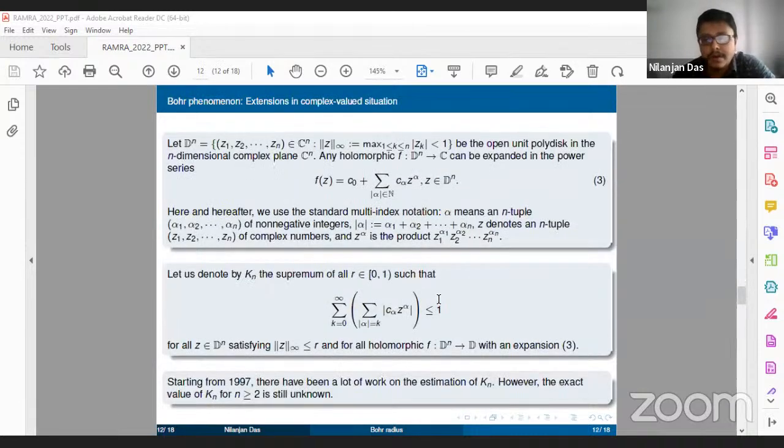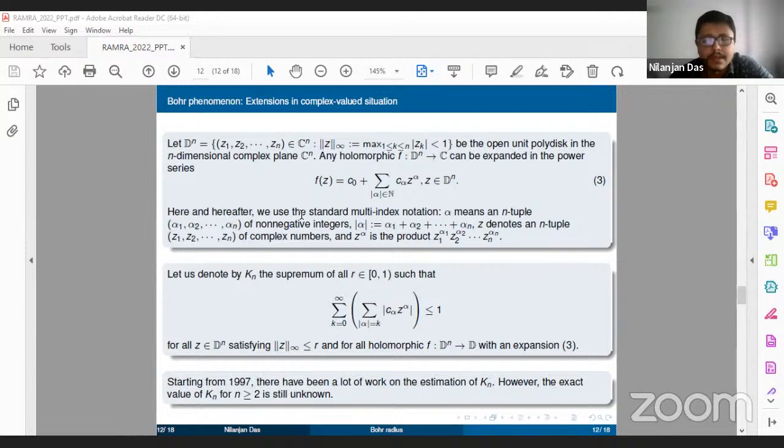Okay. So we want to consider several variable extensions of these definitions. Precisely, we are going to use the open unit polydisk, where the sup norm of z, given by the n-tuple z1, z2, up to zn, is less than 1. And we know that any holomorphic f that maps the open unit polydisk inside the complex plane can be expanded in the power series given by this equation 3. We write it using the standard multi-index notation.